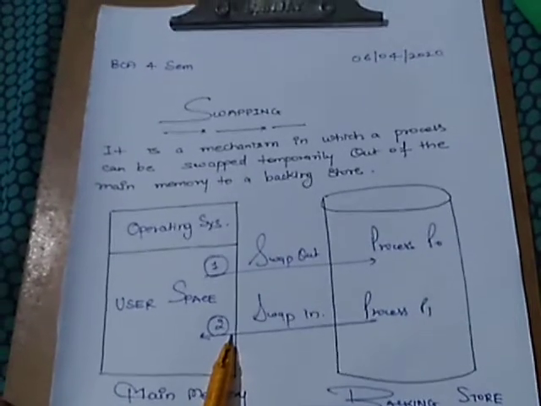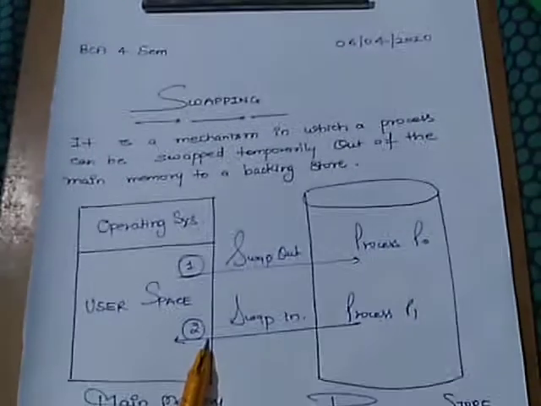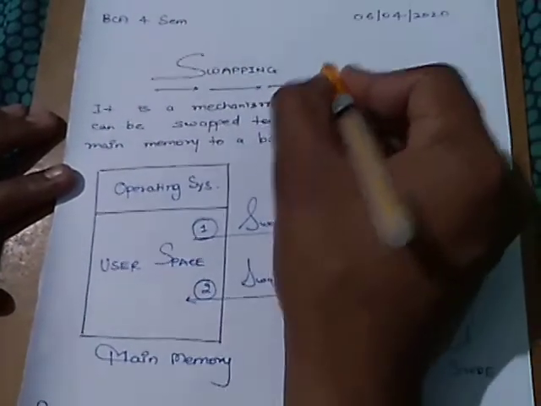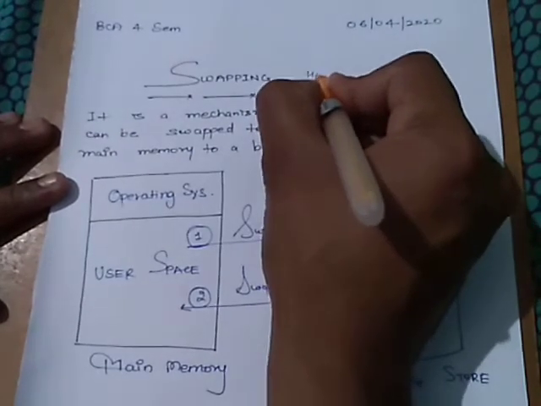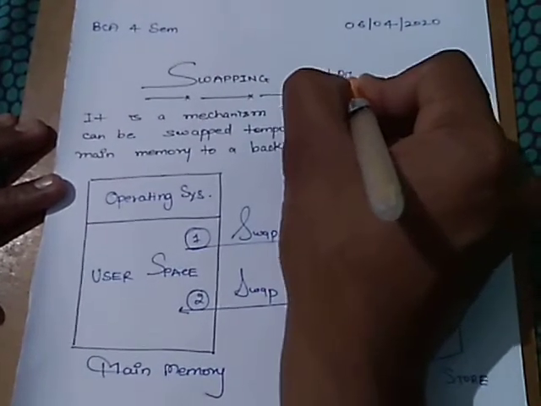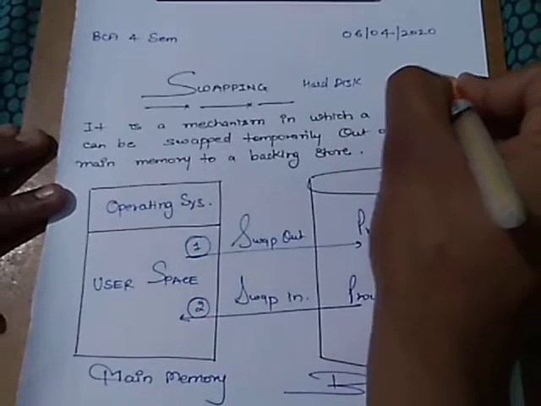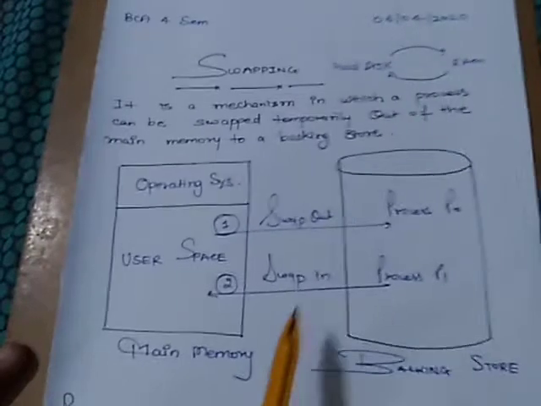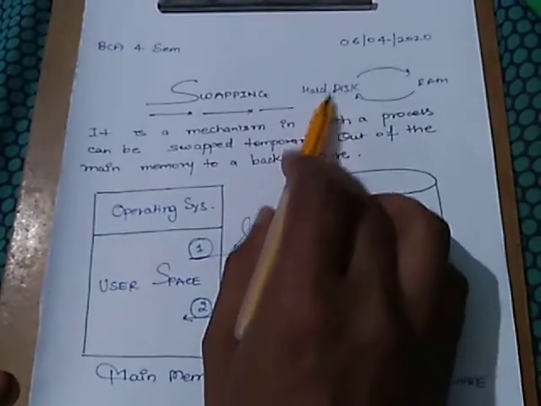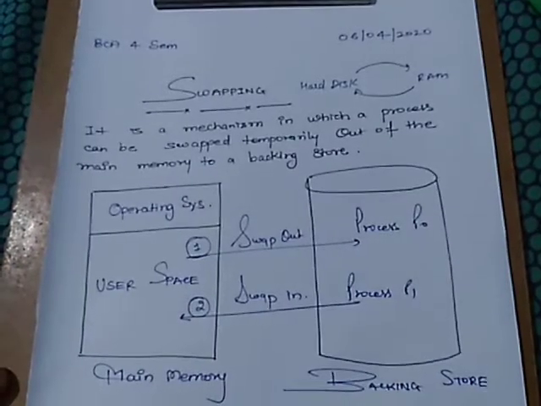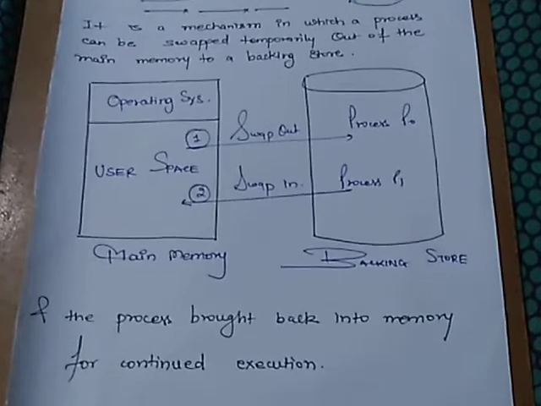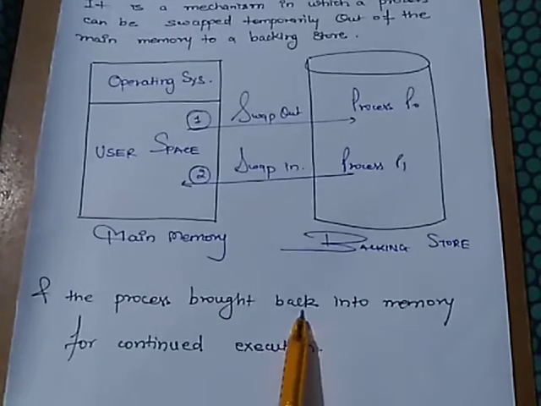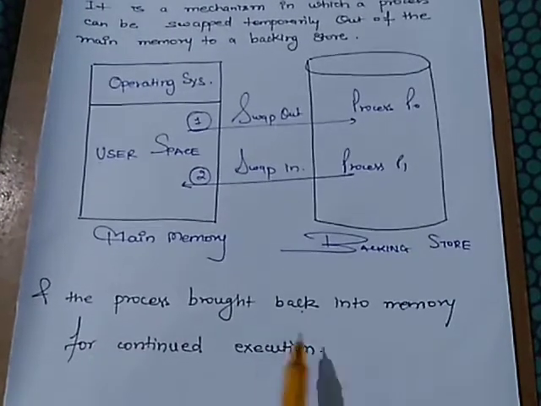In simple words, we can say that swapping is a process in which data is exchanged between hard disk and RAM. So data is going from RAM to hard disk and from hard disk to RAM. One of the most important things is that the process is brought back into memory for continued execution.